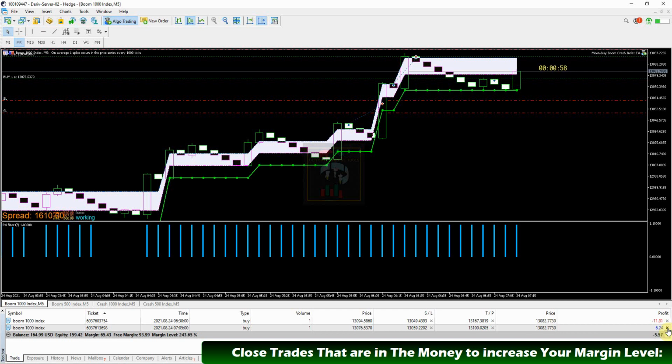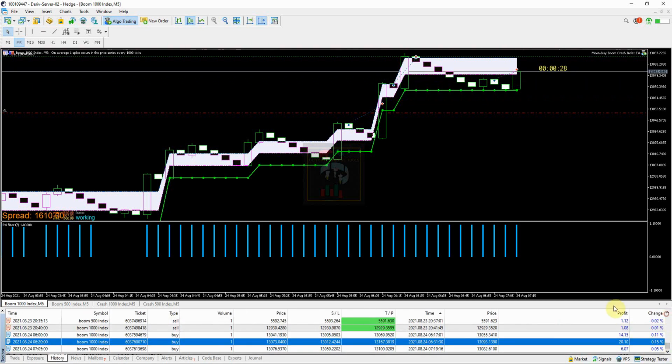When a small spike happens at the support level of the Renko indicator, it's a good sign that a big spike is on the way.